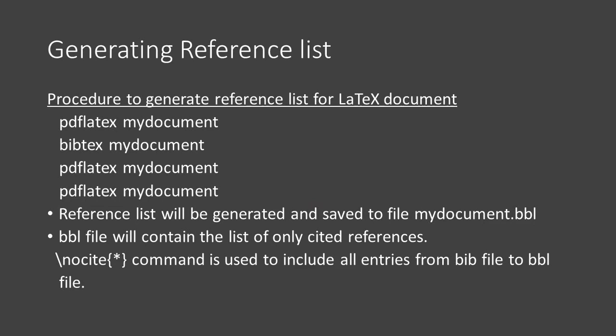The BBL file will contain only the references that are cited in the text. If all reference entries in the bib file need to be in the reference list, use the noCite command. The noCite command will be used before the bibliography command with an asterisk as its argument.